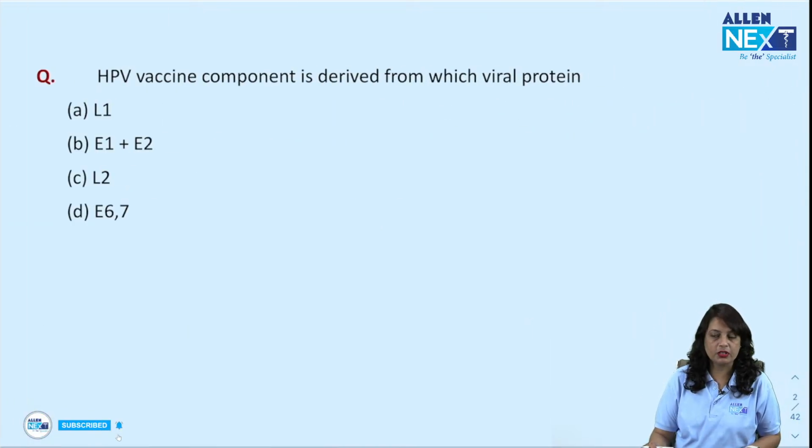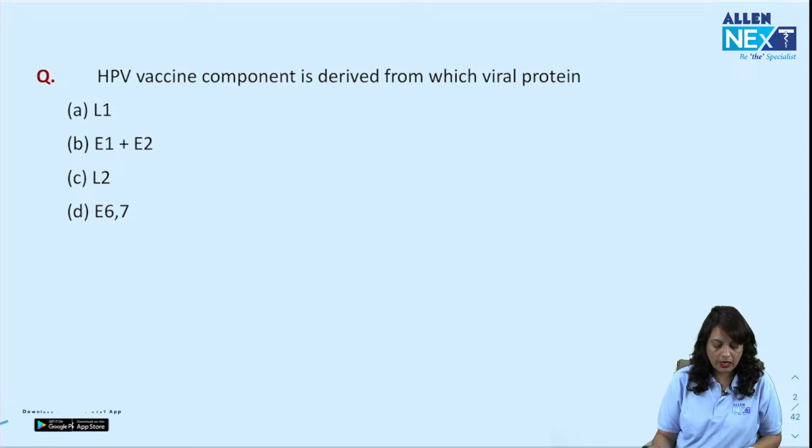So, the first question in gynecology that came was: HPV vaccine component is derived from which viral protein? The options given to me are L1, E1 plus E2, L2, E6 and E7. Now, what have you marked as the answer? Is it L1? Is it L2, E1, E2 or E6, E7?